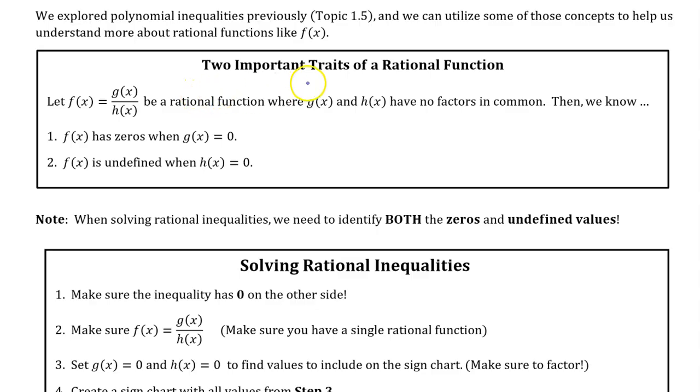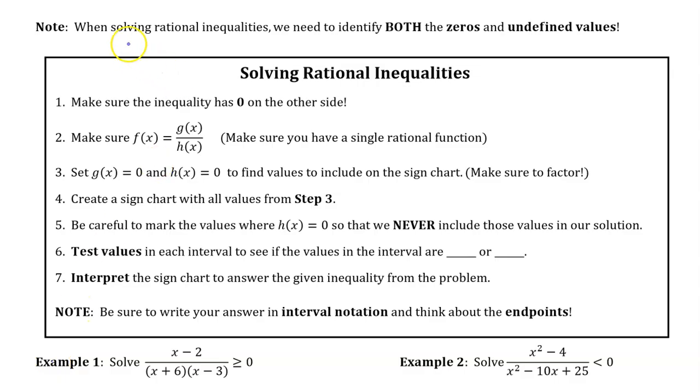Here are two important traits of a rational function. A rational function will equal 0 when the numerator is equal to 0, and a rational function will be undefined when the denominator is equal to 0. When we solve a rational inequality, we will need to identify where the function is equal to 0 and where the function is undefined. Here are the steps for solving rational inequalities.